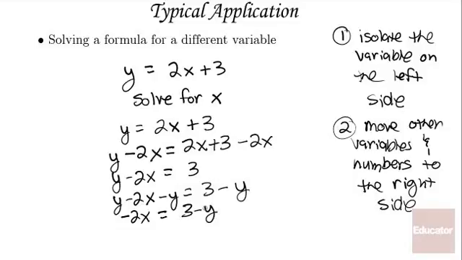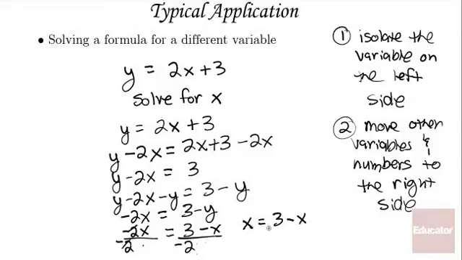Using our typical technique, if it's multiplication, we divide in order to isolate the variable. So I'm going to divide both sides by negative 2. Actually, correct that: just by negative 2, not by negative 2x. So negative 2x divided by negative 2. The negative 2's cancel out, and I'm left with x equals 3 minus y over negative 2.